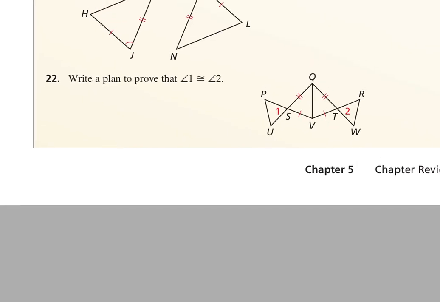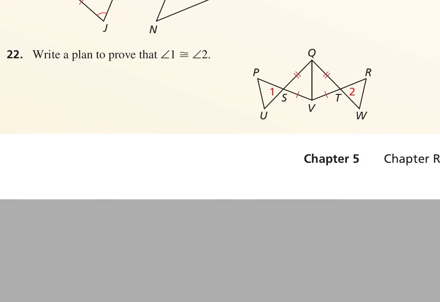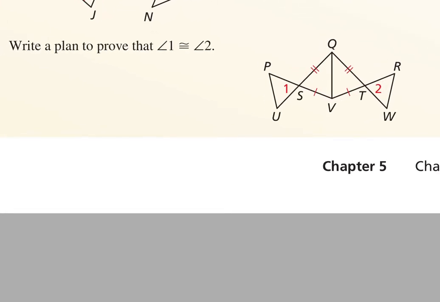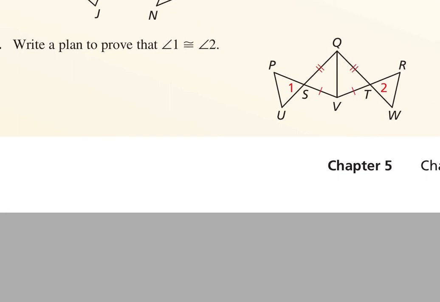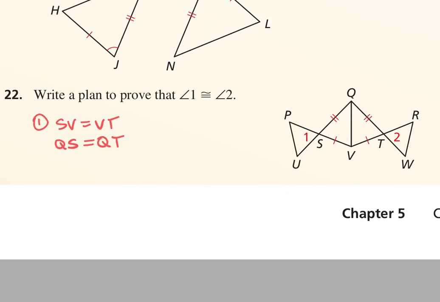All right, so 22 says write a plan to prove that 1 is equal to 2. So this is really informal because it's a plan, but we can actually turn it into a two-column proof. So what would be given to you is all the stuff that's marked: SV equals VT, QS equals QT. So then how am I going to get from these smaller triangles to those outside angles? What's the link there?